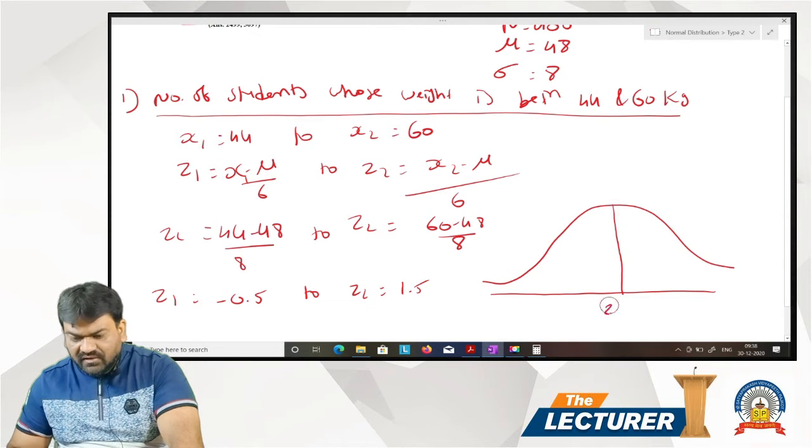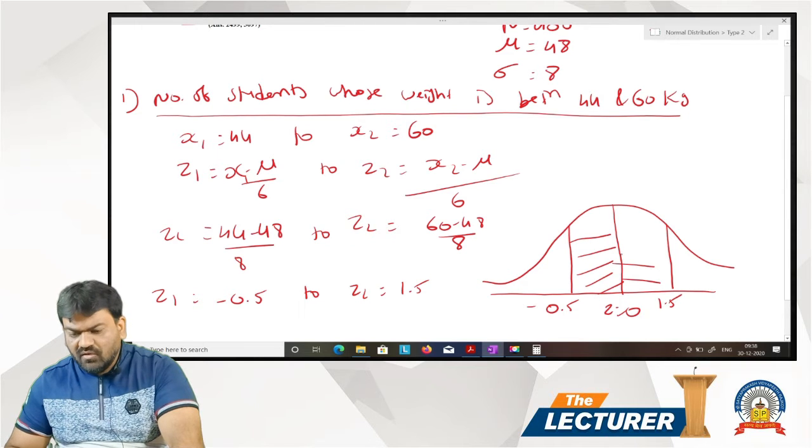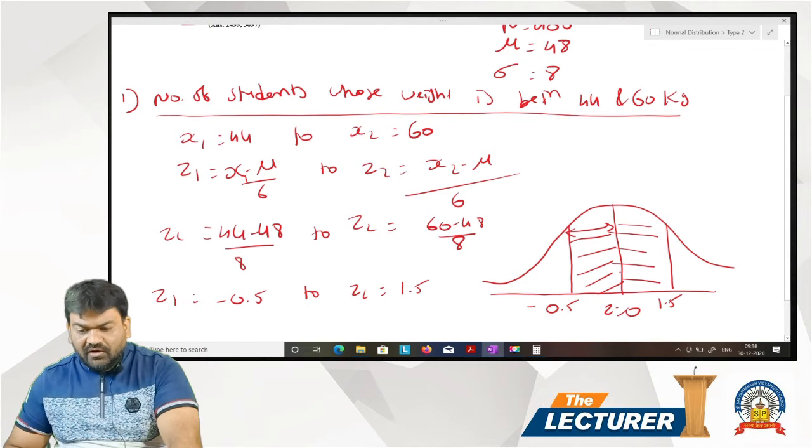Exact center z is equal to 0. 0.5 is minus, so left hand side. 1.5 is plus, so right hand side. Between these two, minus 0.5 to plus 1.5. So first we have to find out minus 0.5 to z is equal to 0.